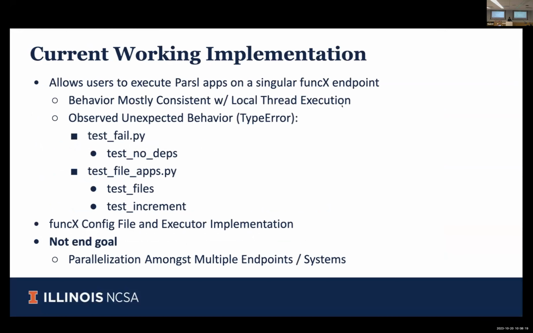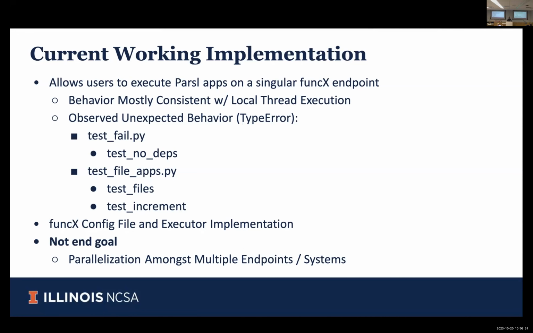In regards to the current working implementation, we currently allow users to execute Parsl apps on a singular funcX endpoint, like I stated before. And the behavior is mostly consistent with what you see on local threads, as it allows us to run them in parallel based off the amount of workers or threads pre-initialized within that Globus compute endpoint. However, we did have some unexpected behavior in regards to the type error of return types within these 3 specific test cases that we're continuing to explore. So if anyone does have feedback after this discussion, we can discuss that for sure.